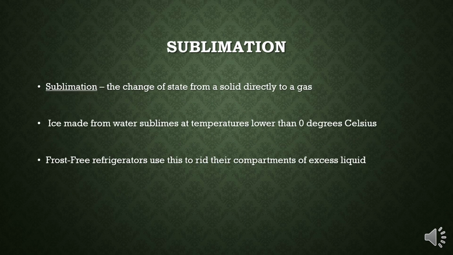Sublimation. This is a change of state from a solid directly to a gas. Ice, which is made of water, sublimes at temperatures lower than 0 degrees Celsius. So this is why, in cases where you have a thin layer of snow and it's still below freezing, you can still have it disappear. This water will sublime into gas and then escape into the atmosphere.